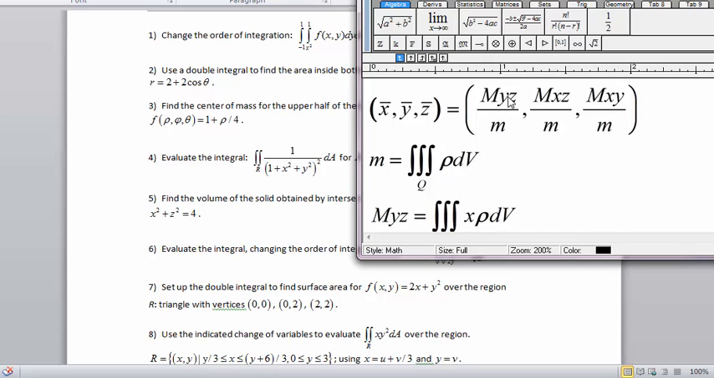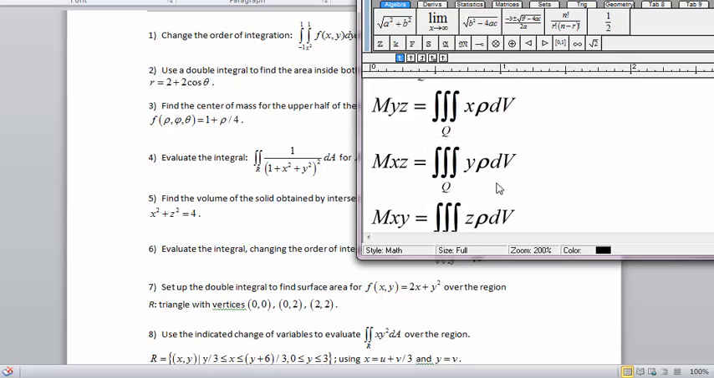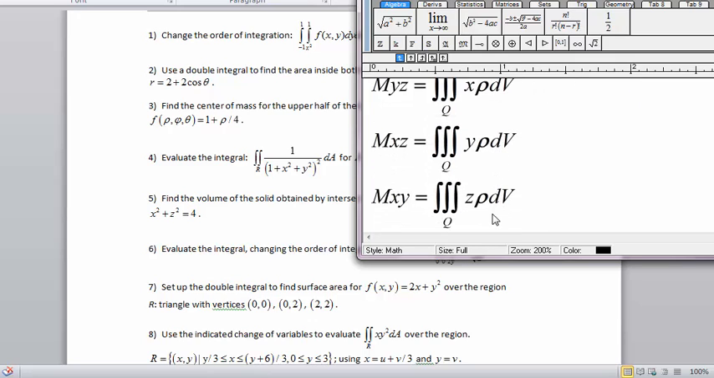So the yz plane is the plane that doesn't have x, so that is the moment that is going to have x in it. Now, I'm going to need to compute 4 triple integrals to be able to find the center. The first one is just the integral of the density function, that's our mass. Then we're going to have the integral of x times the density function, the integral of y times the density function, and the integral of z times the density function.